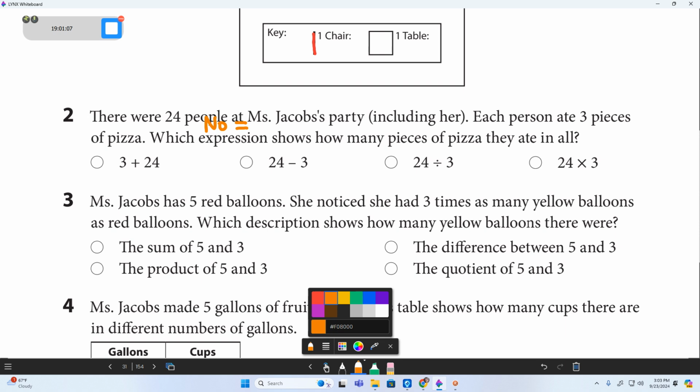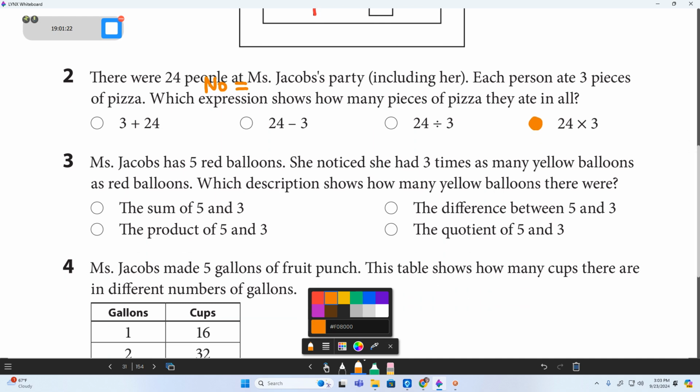Okay, each person, the 24 people, they ate 3 pieces. Which expression shows how many pieces of pizza they ate in all? So we've got 24 people, and they each ate 3 pieces of pizza. 24 times 3. All right, number 3.